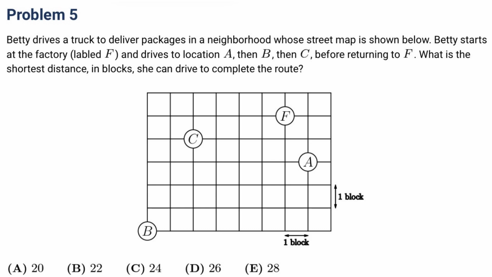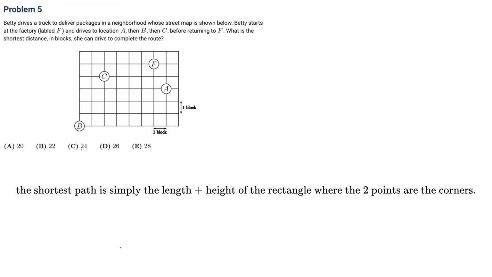Next, problem 5. Betty drives a truck to deliver packages in a neighborhood whose street map is shown below. Betty starts at the factory labeled F and drives to location A, B, and then C before returning to F. What is the shortest distance in blocks she can drive to complete the route? The shortest path is simply the length plus the width of the rectangles where the start and end are the 2 corners. By finding the lengths and adding, we obtain a final answer of 24.